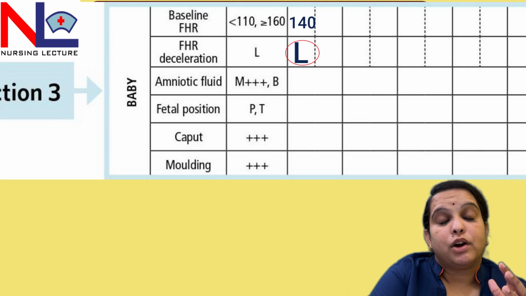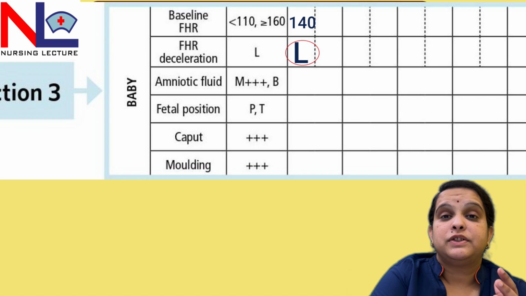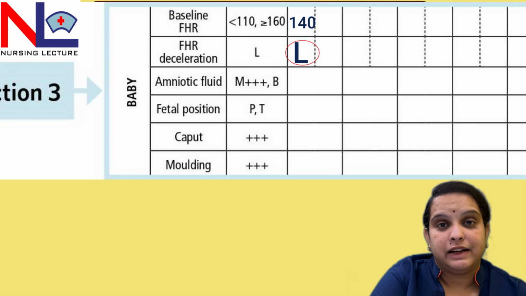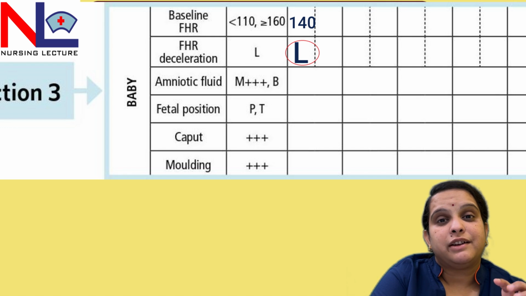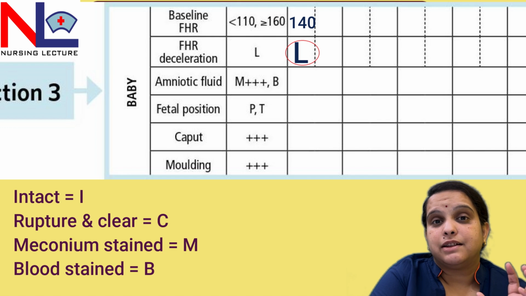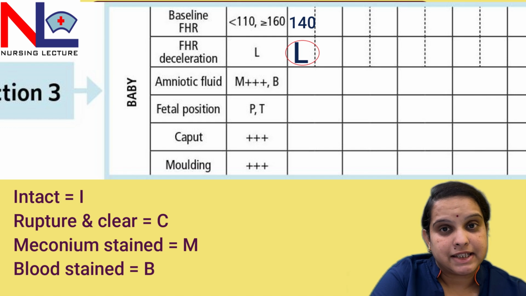So next is the amniotic fluid, and we know that till first stage, especially in a primigravid mother, once the cervix gets fully dilated, the membrane remains intact. So suppose if the membrane remains intact, is not ruptured, then we can write here I, intact. And suppose if it gets ruptured, then we can check the color of the amniotic fluid, and if it is clear, then we can write C.